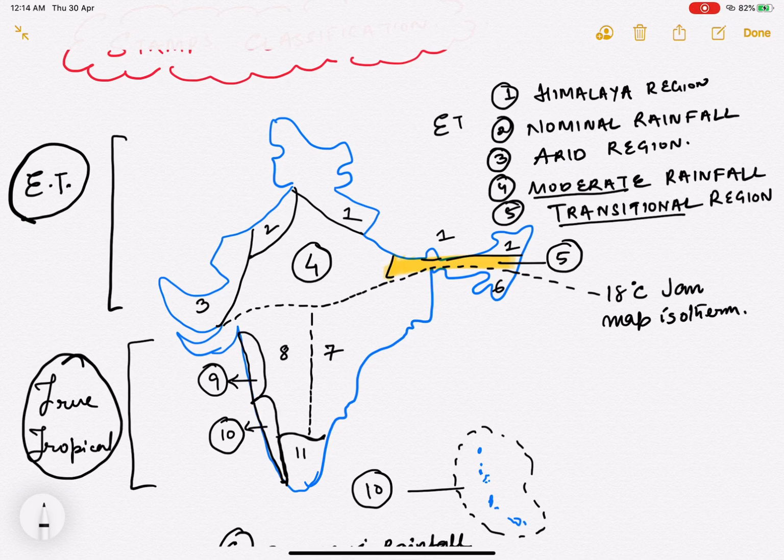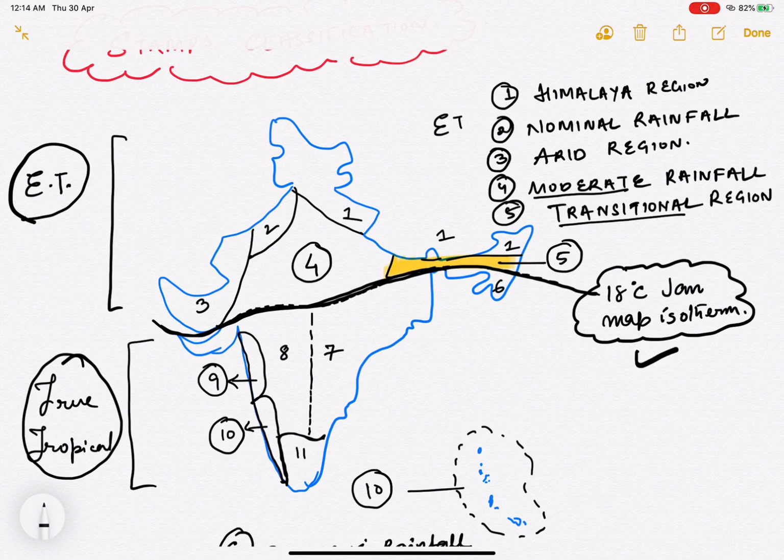As you can see, the whole of India, first of all, we are dividing into two parts. This dividing line is called the 18 degree centigrade January mean isotherm. Now, this basically divides India into two parts. One is the extratropical part, another one is your true tropical part. The extratropical part basically consists of your Himalayan region, as you can see.